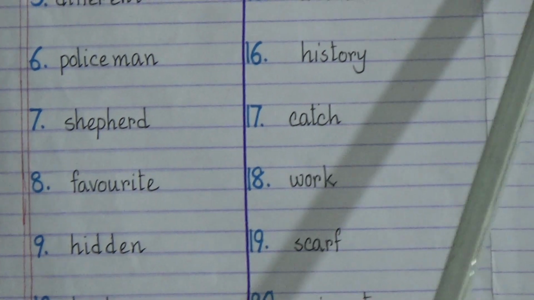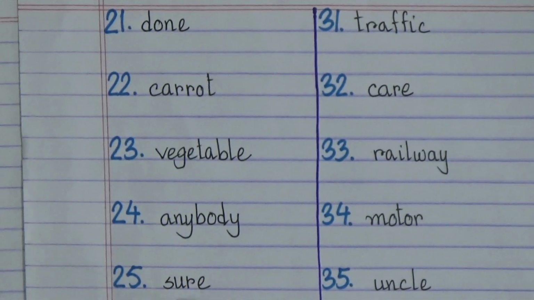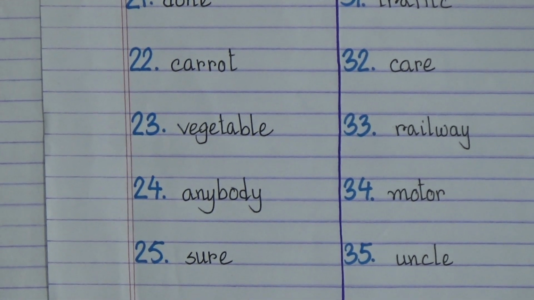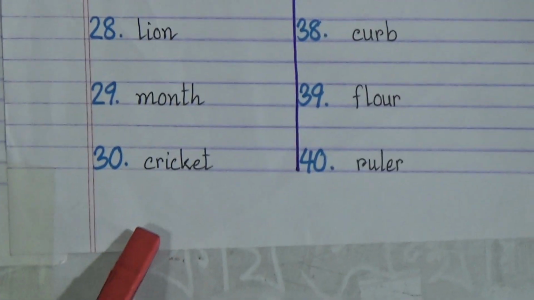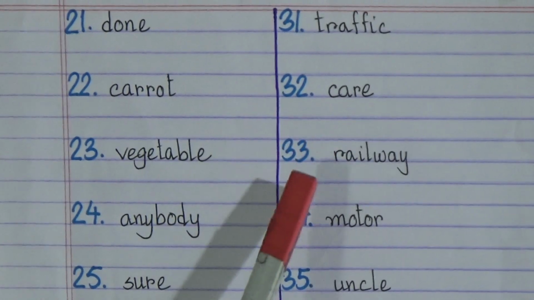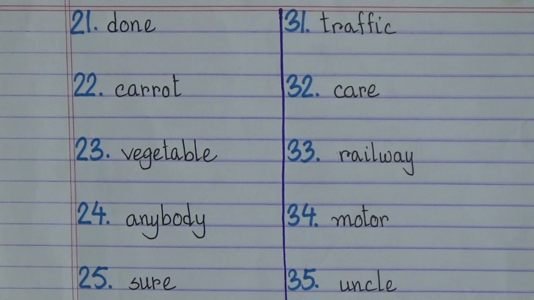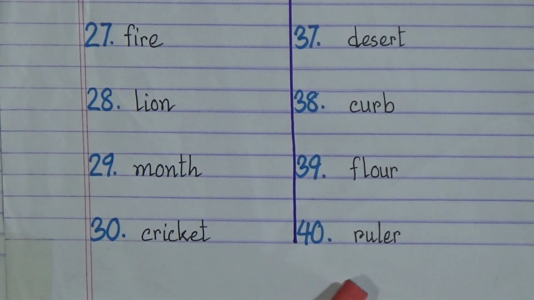dawn, carrot, vegetable, anybody, sure, perhaps, fire, lion, month, cricket, traffic, care, railway, motor, uncle, white, desert, curve, floor, ruler.